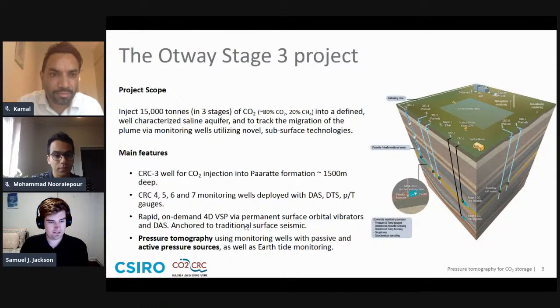Alongside this, the other main modality is pressure tomography. This uses the pressure measurements at the monitoring wells with both passive and active pressure sources, as well as the earth tide response. Today, I'm really going to talk about pressure tomography using an active pressure source.